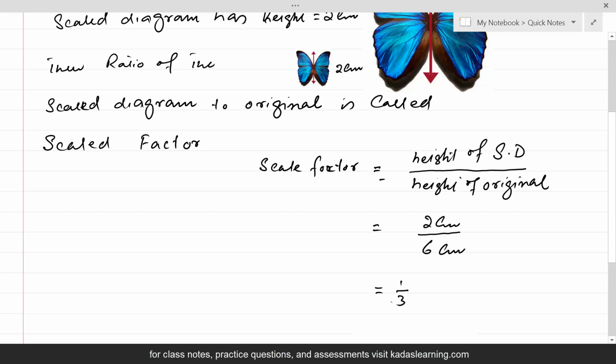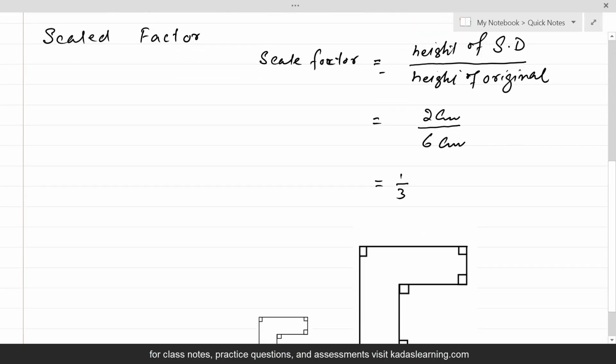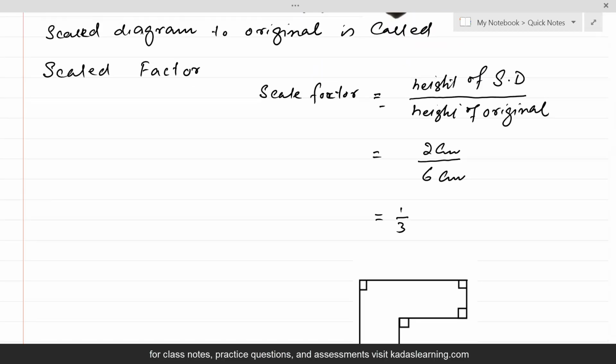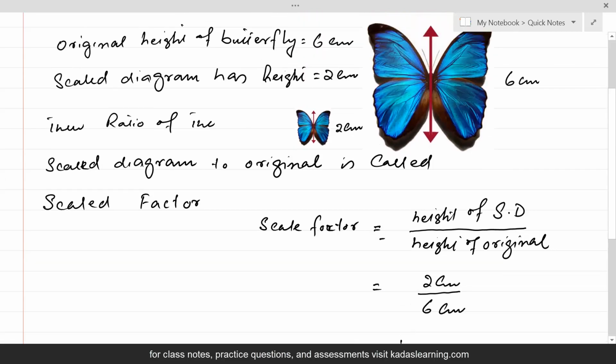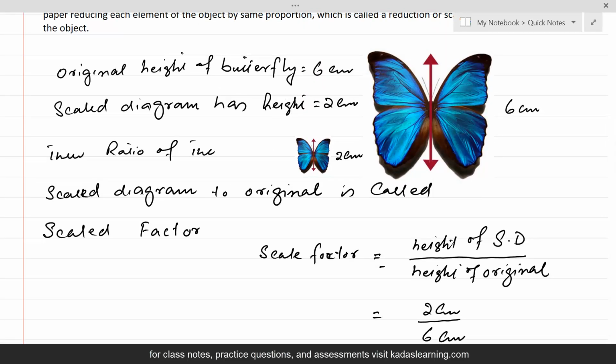Now the scale factor 1 over 3 tells us that this is a reduction because its value is less than 1. Whenever the scale factor is less than 1, it will be a reduction. And if the scale factor is greater than 1, then it's called an enlargement. And it's only the height which has this ratio.